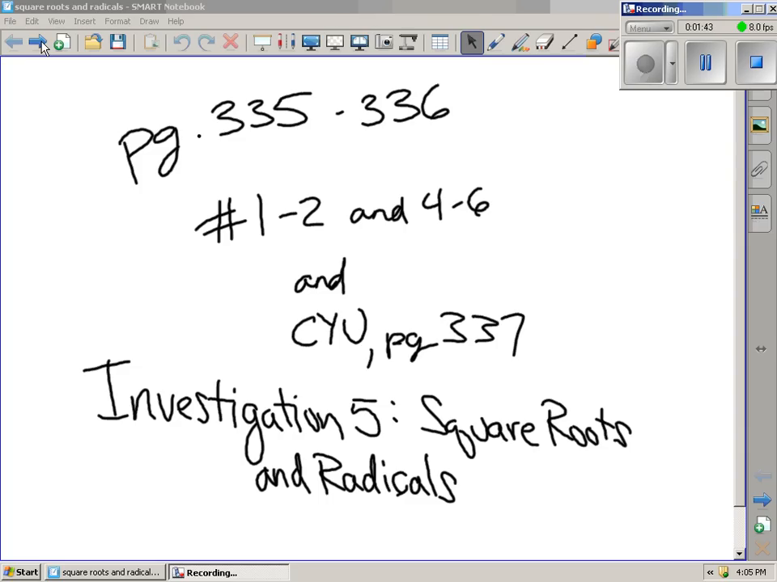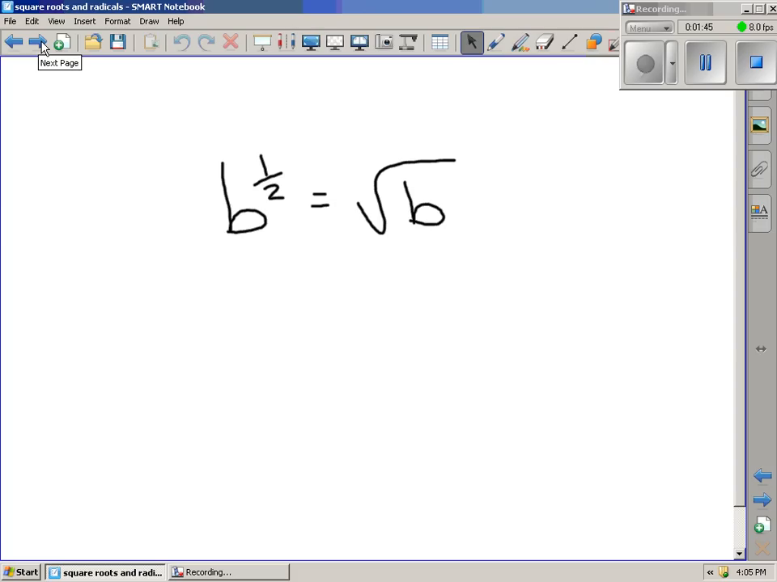Let's go ahead and look at number 1. Before we do those problems, I'm going to pause and look at the example that they gave in the reading. B to the power of 1/2 is equal to the square root of b. And what I want you to notice is that this is a square root sign. And right there we have a 2. The root is 2. And on b we have a power of 1.